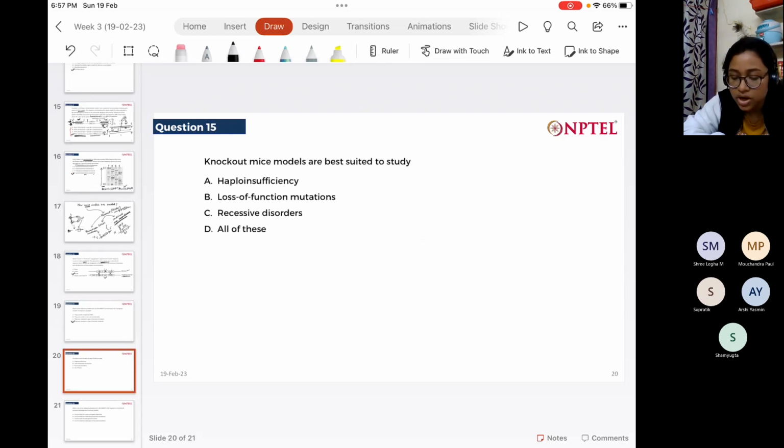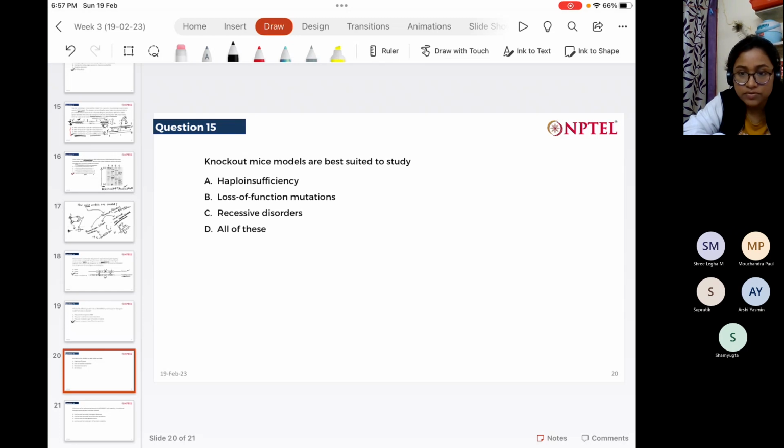Next, knockout mice models are best suited to study which of the following? One, haploinsufficiency; two, loss of function mutation; three, recessive disorders; four, all of the above. What do you think is the correct answer?